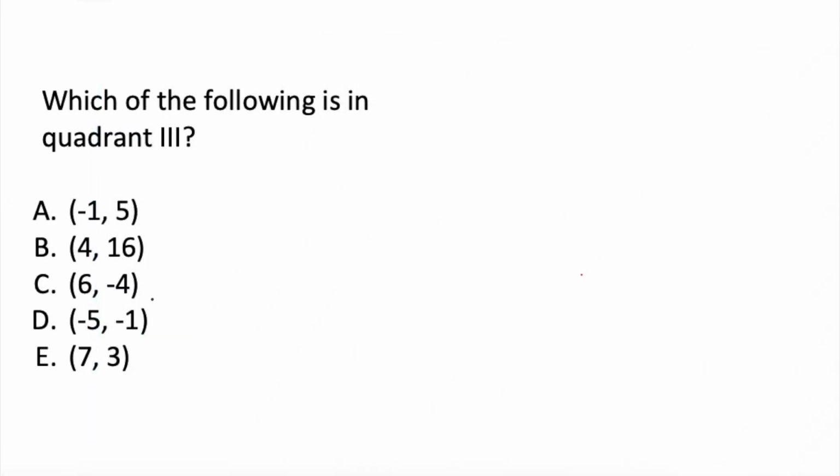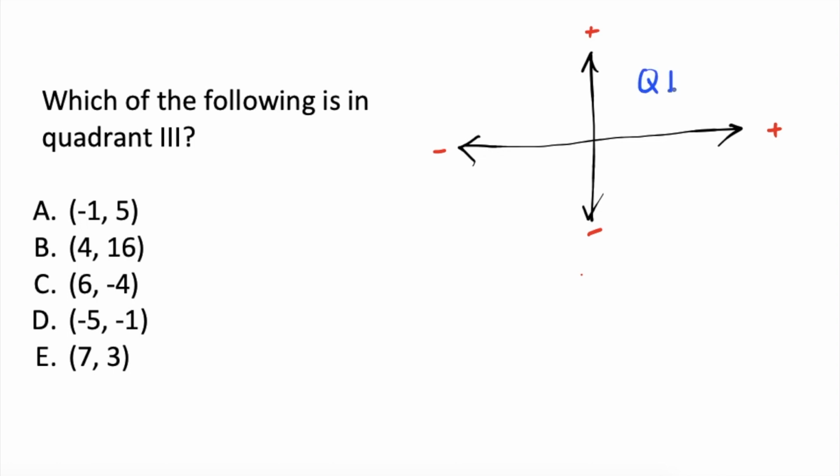Which of the following is in quadrant 3? Let's start by drawing our coordinate system. We have our positive y, negative x, and positive x. So yung assignments ng quadrants natin will start sa positive x and positive y. Tapos, counterclockwise. So we have our quadrant 1 here, quadrant 2, 3, and 4.